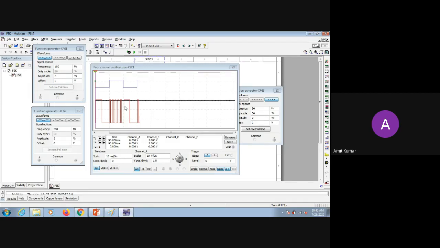So the problem with the square waveform is that we have lots of harmonics present in your square waveform signal. In maths, you have studied Fourier series, yes or no?